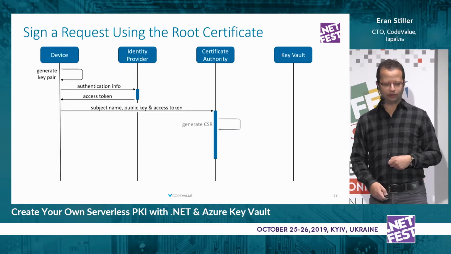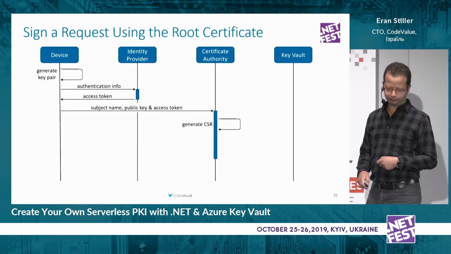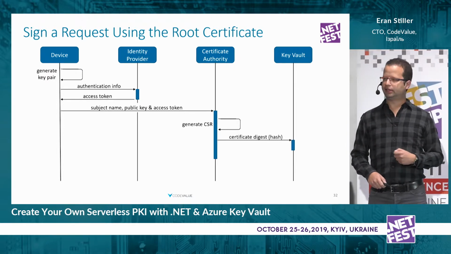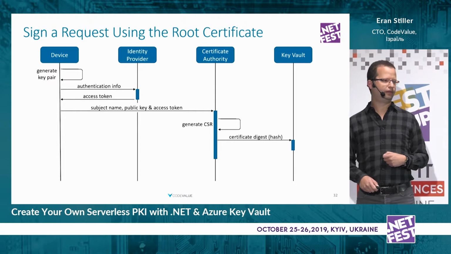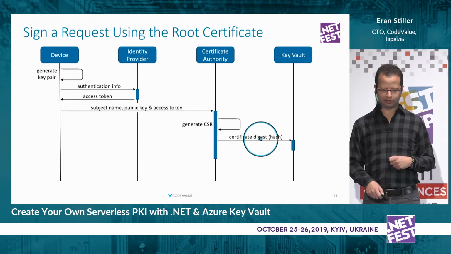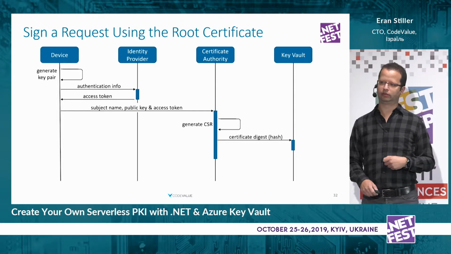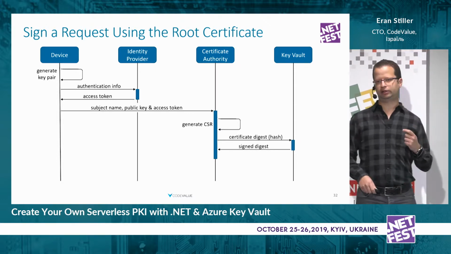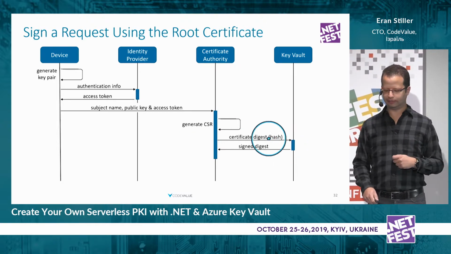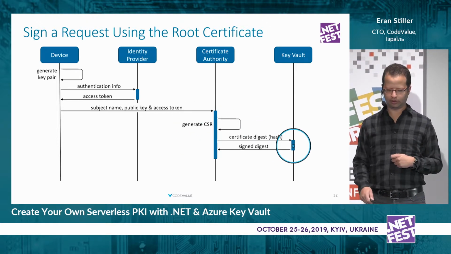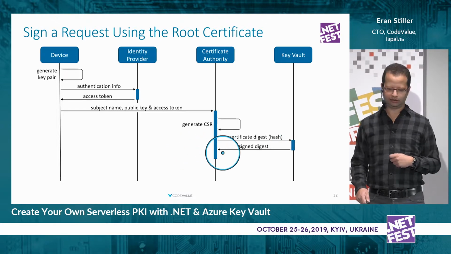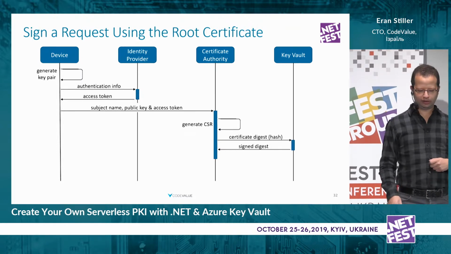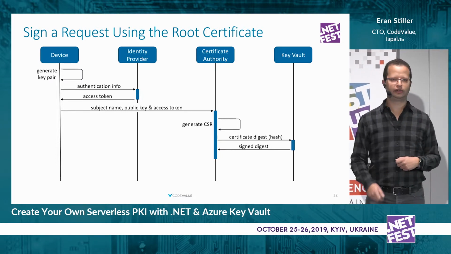The certificate authority will verify the access token. It will generate the certificate signing request, and it will send the hash of the certificate, or the digest of the certificate just created here with the CSR, to Key Vault. Now, Key Vault will sign this digest using the private key. Again, the private key doesn't leave Key Vault. We send something up to be signed by the private key. It is returned signed. Then we put it back in the certificate, and we return a signed certificate back to the device.